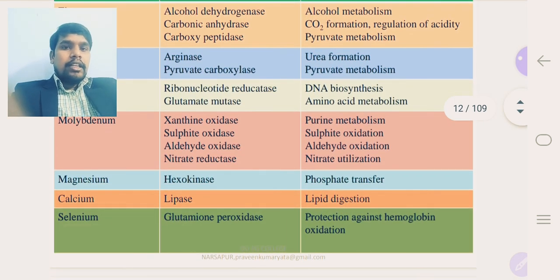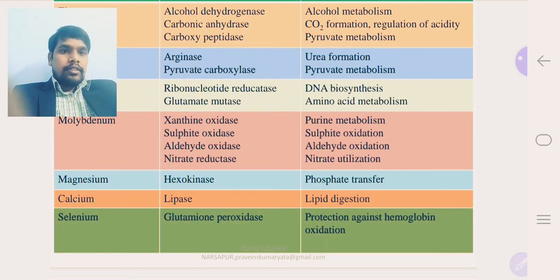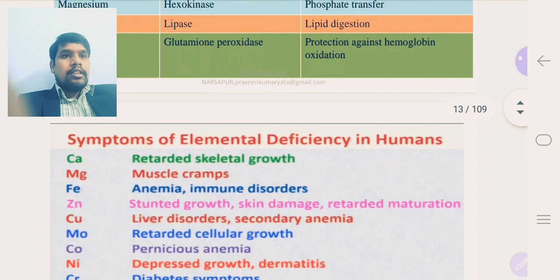And the magnesium metal ion containing hexokinase is involved in phosphate transfer. And the calcium lipase enzyme contains the calcium metal ion, and its function is lipid digestion. Selenium glutathione peroxidase: its function is protection against hemoglobin oxidation.